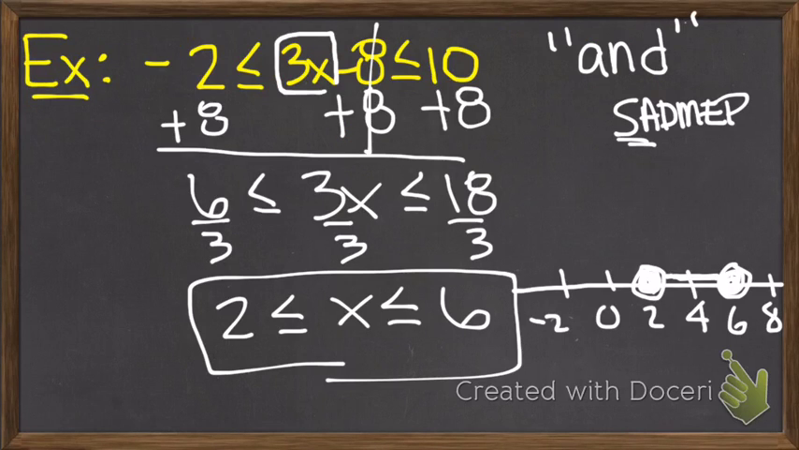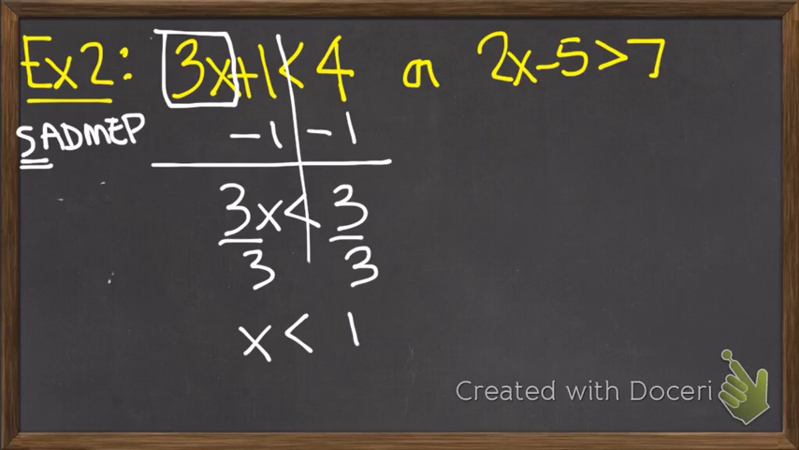The AND, like we saw back here, we kind of do things at the same time. We add 8 to all 3 sides. In an OR, you don't. You just work them as two separate problems. So let's take a look at that second problem. And again, let's find the variable.